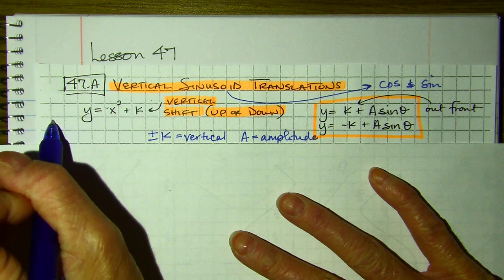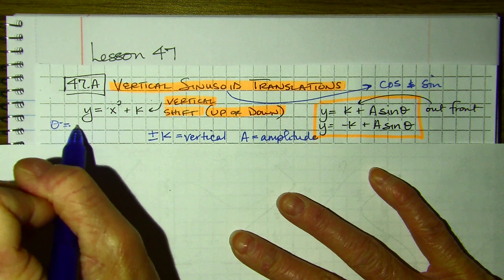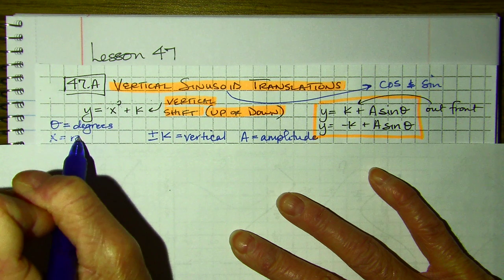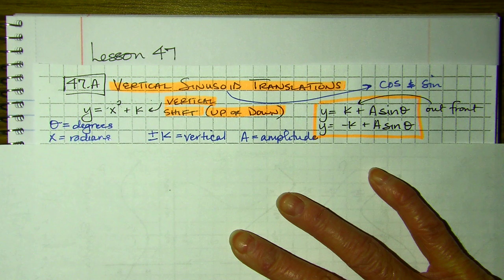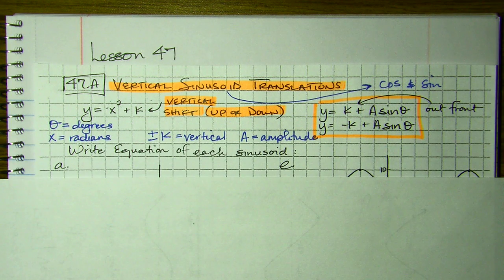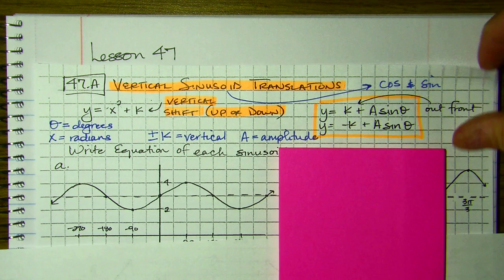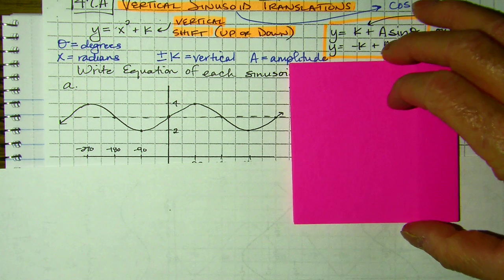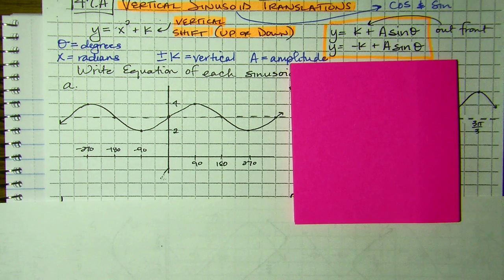Now, remember, if theta, that means our graph is in degrees. And we use x when our graph is in radians. Okay? So we're going to do some examples together. We're going to do one at a time to kind of prep you for what you'll see in your homework. So here is part A.